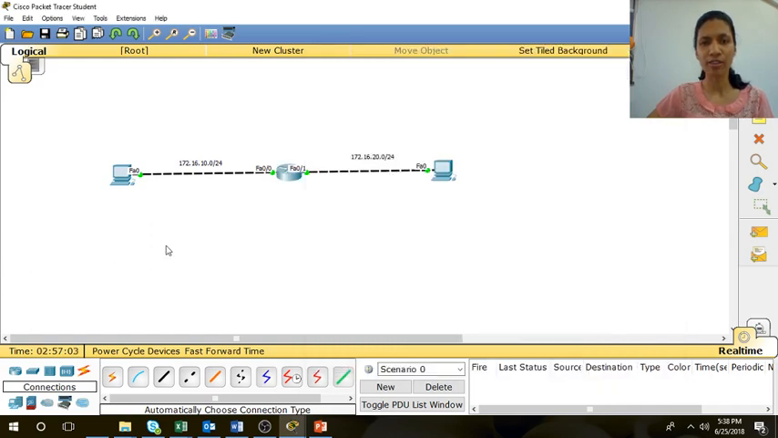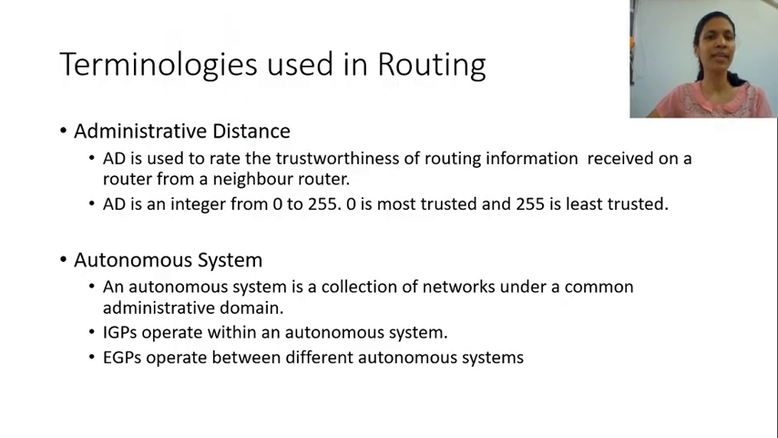If I would have configured either static routing or dynamic routing on my router interface, then in that case, the routing table would contain those routes in addition to the directly connected routes. In case of those routes, the routes will also have a metric called administrative distance. So let us take a look at what we mean by administrative distance. Administrative distance is used to rate the trustworthiness of the routing information which is received by the router from a neighbor router.